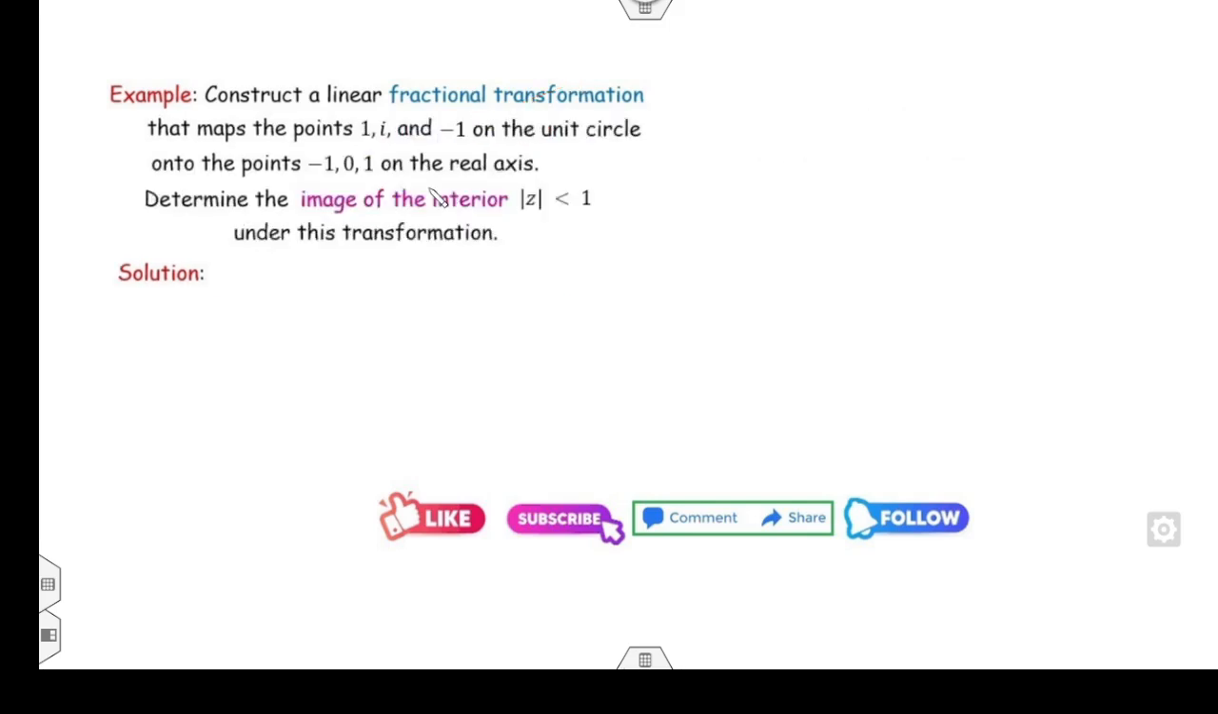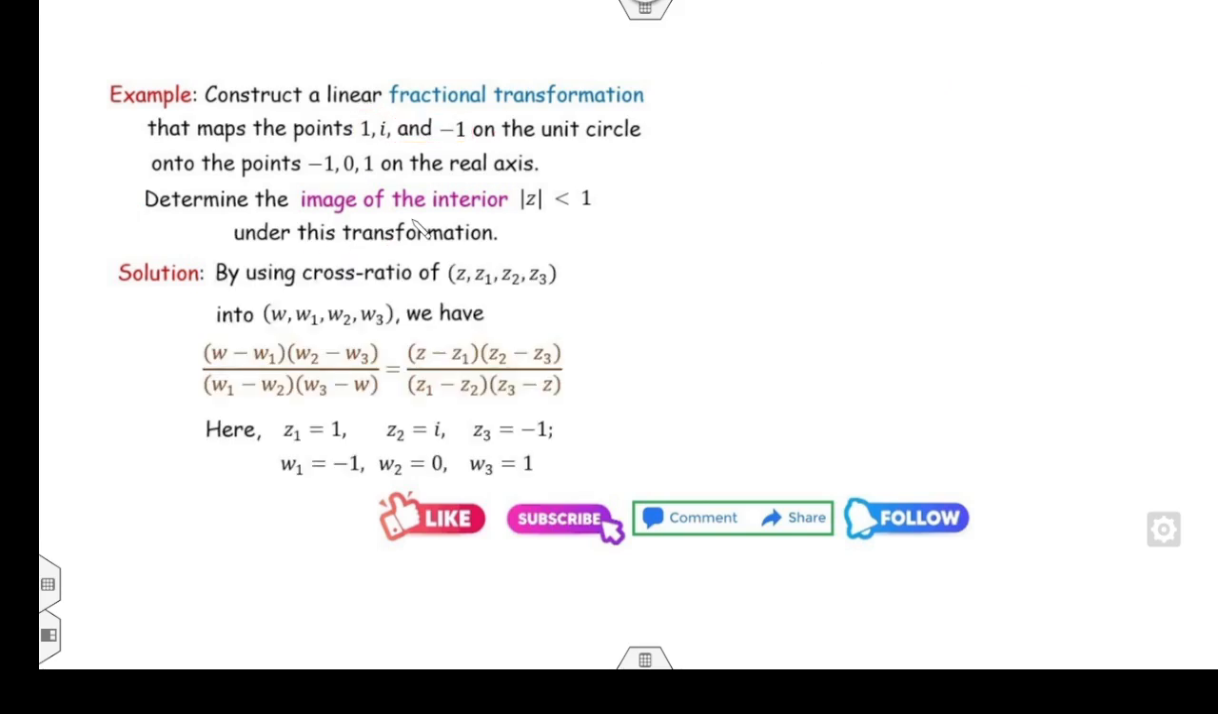Okay, find the bilinear transformation that maps the points onto the unit circle. That means whatever the points that map onto -1, 0, and 1. These are the points of the W. These are the points of the Z. Fine. And finally, you have to find the image under this transformation. So first target is to find the cross ratio.